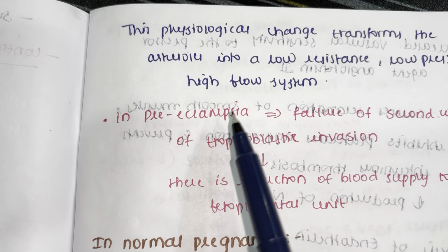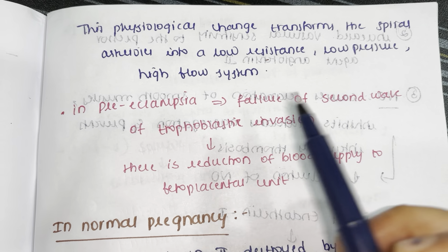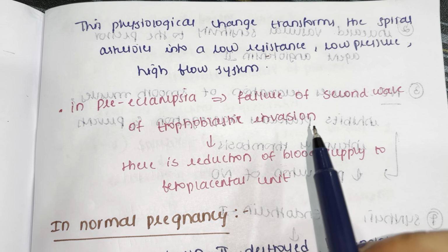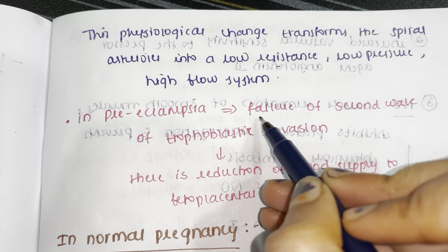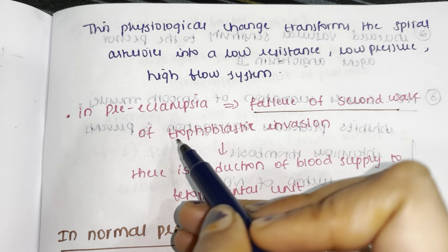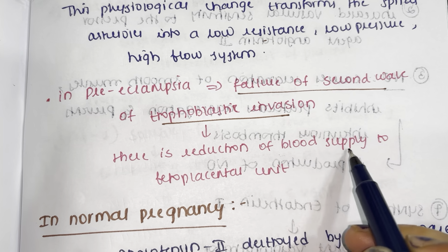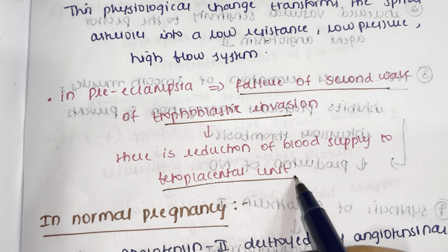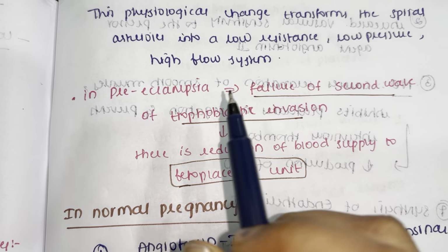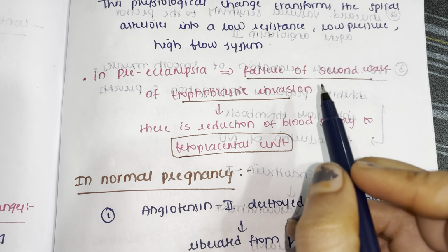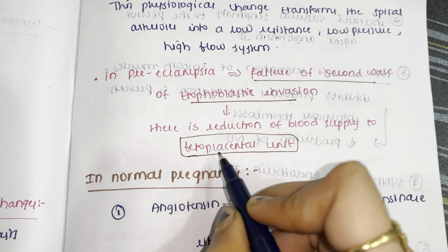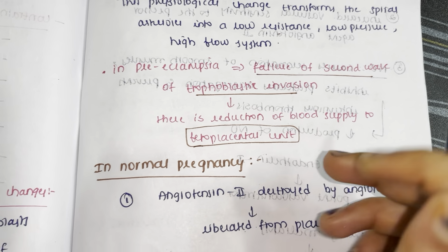In preeclampsia, failure of the second wave of trophoblastic invasion occurs, and this causes reduction of blood supply to the fetoplacental unit. So this is the main thing. The second wave of trophoblastic invasion does not occur, which decreases the blood supply to the fetoplacental unit.